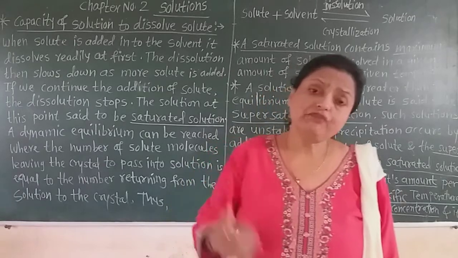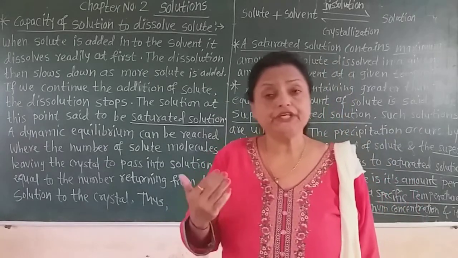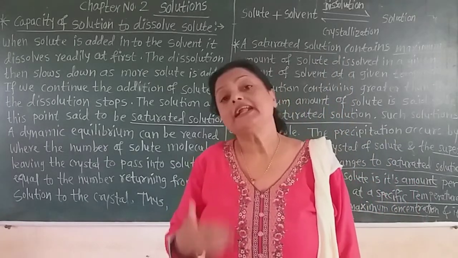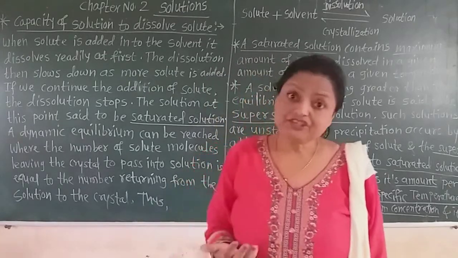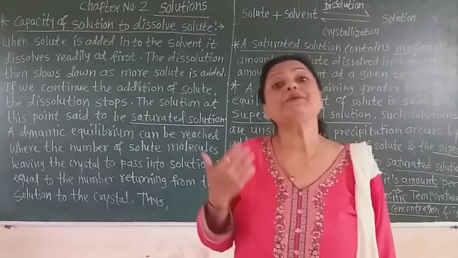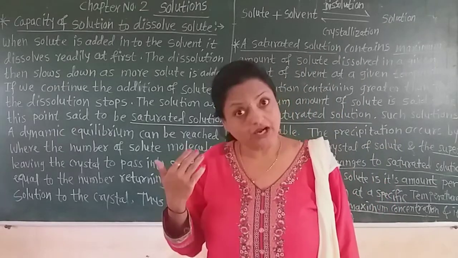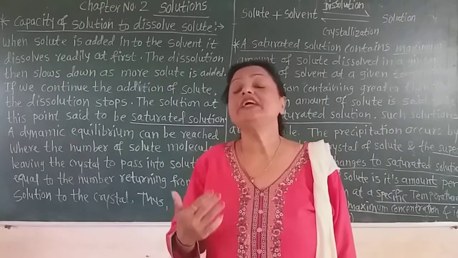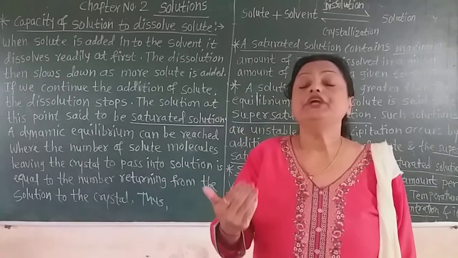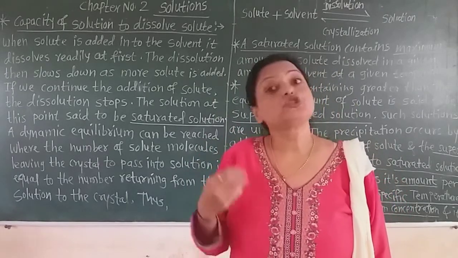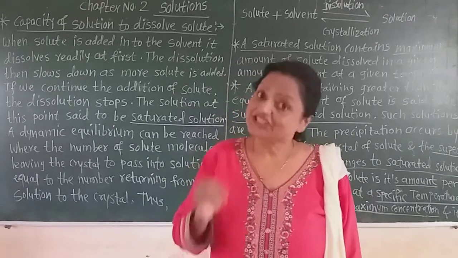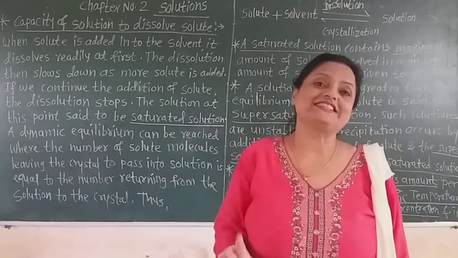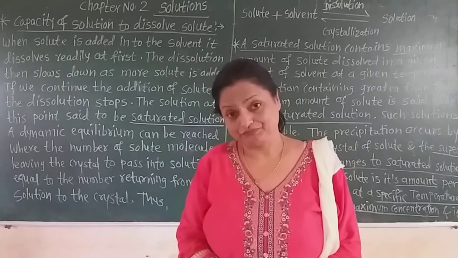But when we add more and more solute into that solution, the rate of dissolution slows down, and one stage, an equilibrium state, is always attained when we add the solute into that solution. When the solute particles cannot be dissolved, then such a solution is called a saturated solution.